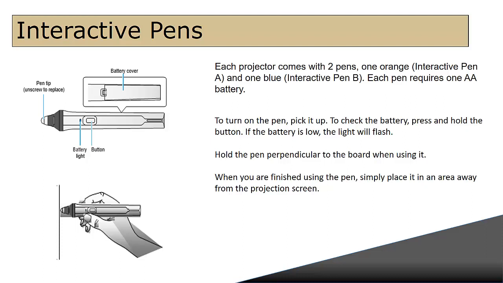To turn on the pen, pick it up. To check the battery, press and hold the button. If the battery is low, the light will flash. Hold the pen perpendicular to the board when using it, just as you would a regular dry erase marker. When you are finished using the pen, simply place it in an area away from the projection screen.